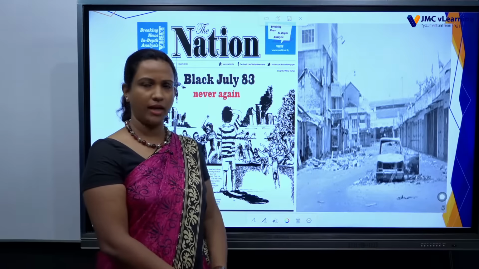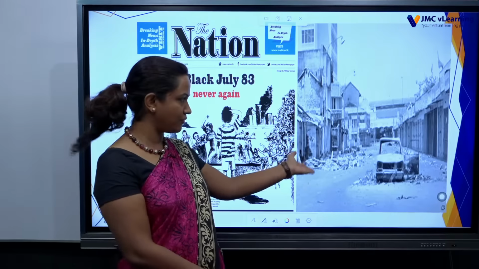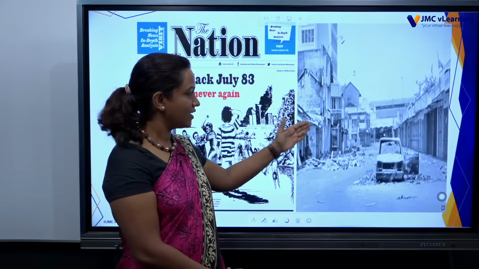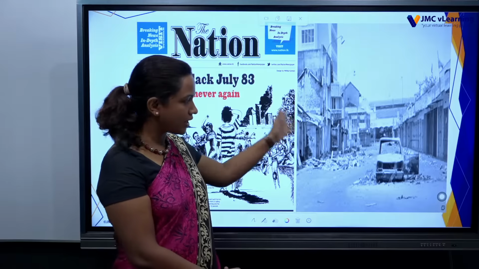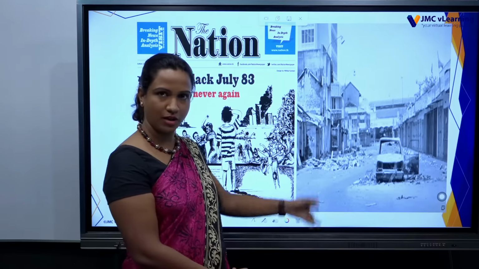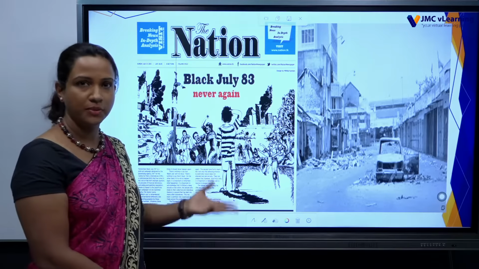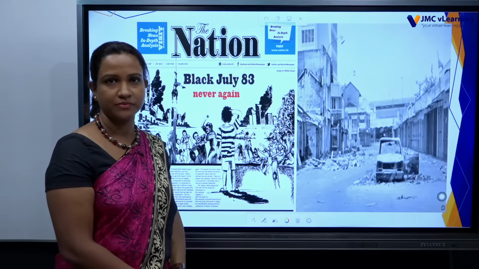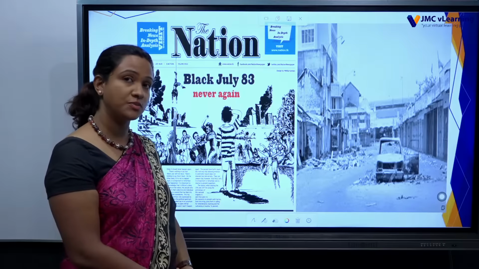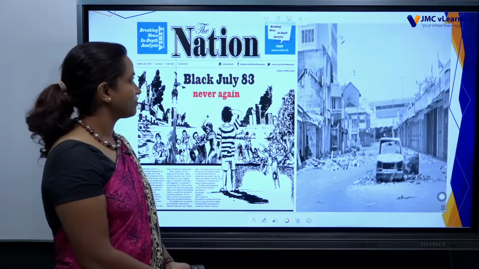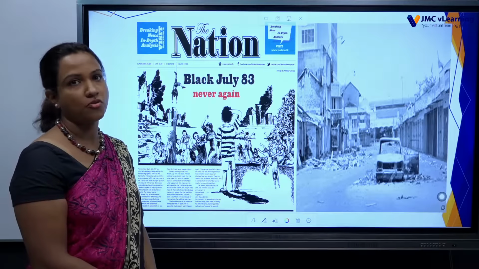Look at this picture over here. This is a car which is left with one single door open. And what happened to the rest of the car? The rest of the car is burned. There's nobody in the street. No one. Everything is burned out. This is the consequence of Black July.